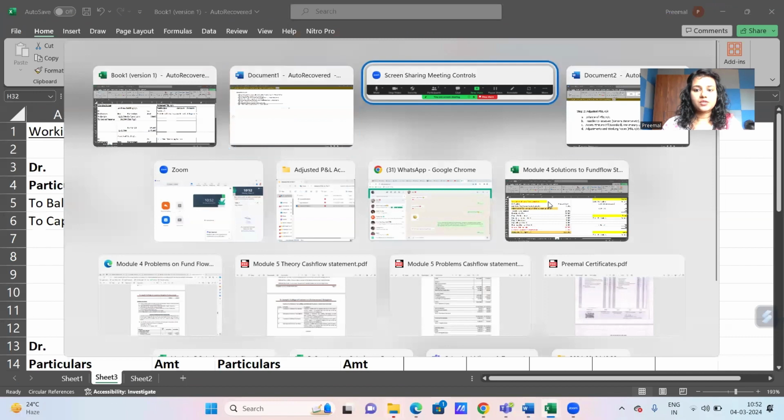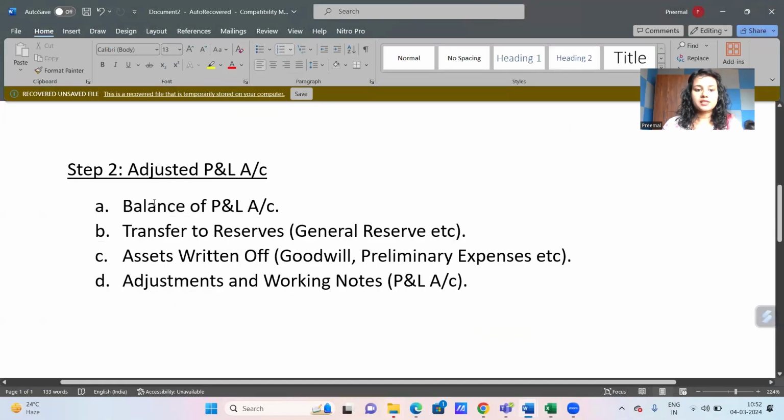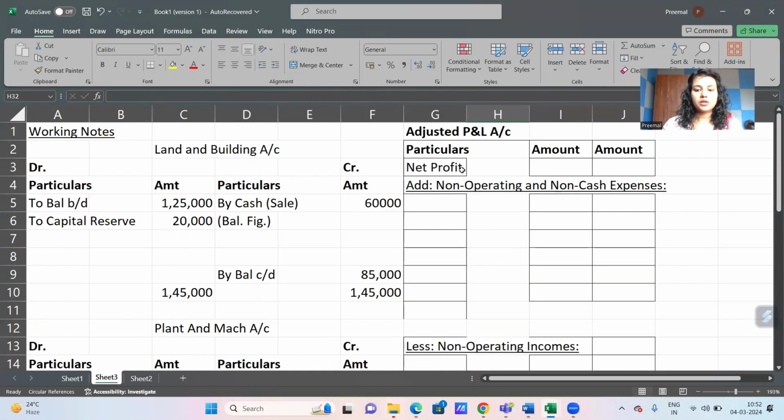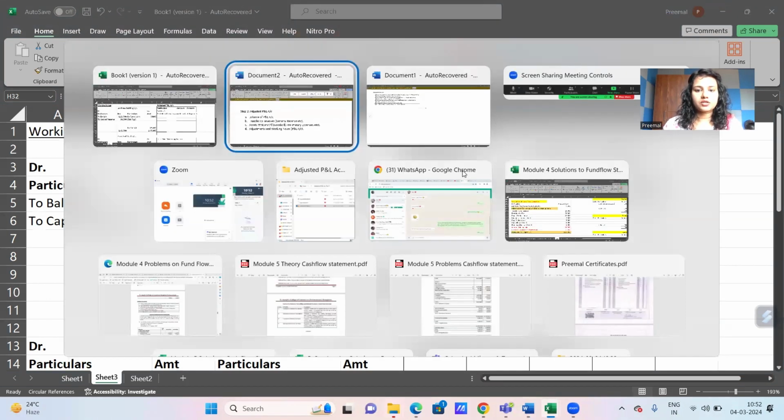Let's look at the guidelines one more time. The first guideline is where we look at the balance of P&L account. And that balance will be mentioned over here. In case the previous year's balance has increased in the current year, then it indicates a profit. If it has decreased, it indicates a loss.